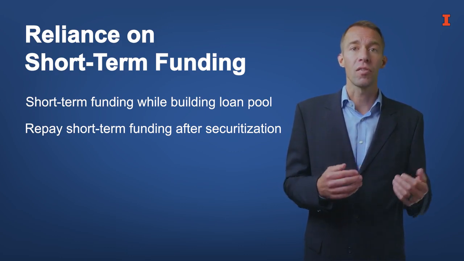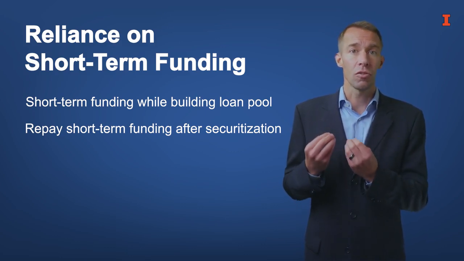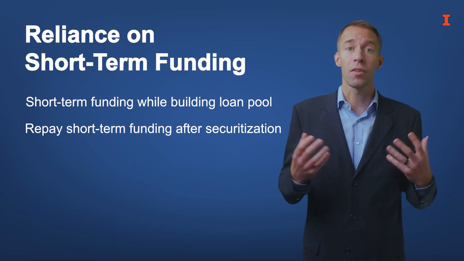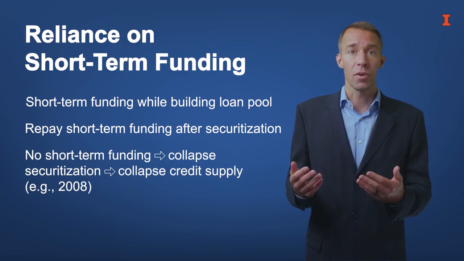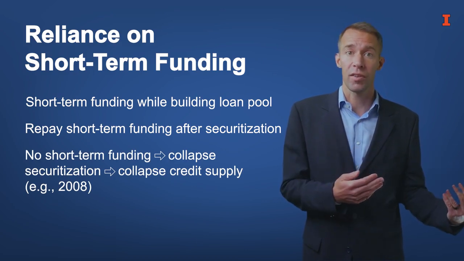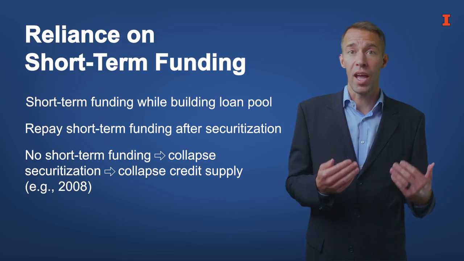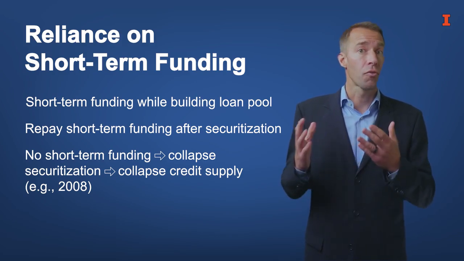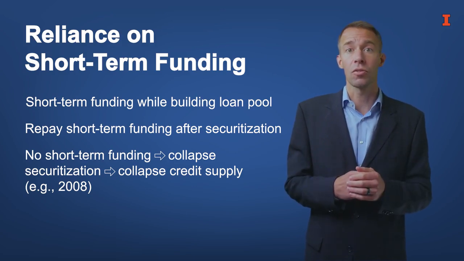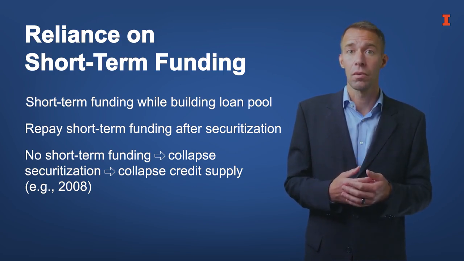This is one reason why disruptions in short-term funding markets can affect the wider economy. When short-term funding dries up, the securitization model breaks down. When this happens, such as during the 2008 financial crisis, firms and households can struggle to access credit.